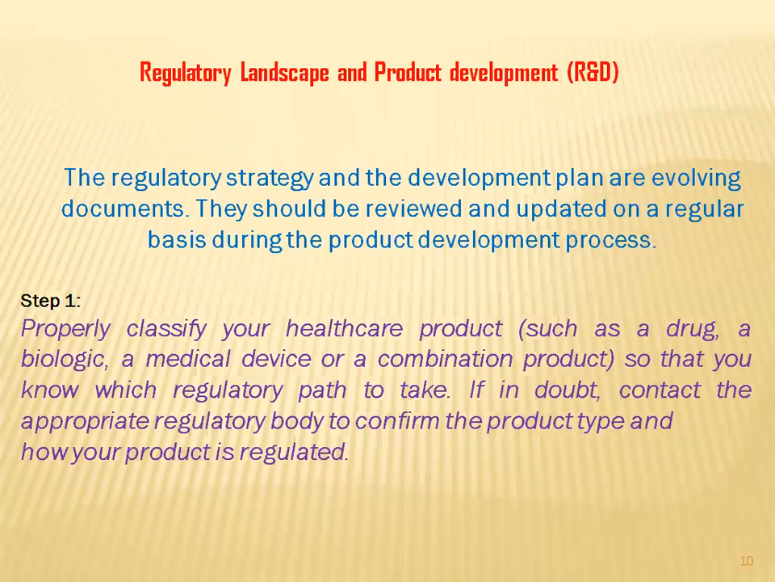The next part is regulatory landscape and product development, from the stage of research and development. The regulatory strategy and the development plan are evolving documents. They should be reviewed and updated on a regular basis during the product development process, like GMP, CGMP guidelines. So there is continuous advancement, and with this advancement, we need to update documentation, SOPs, and various management systems. That is what CGMP, GMP is.